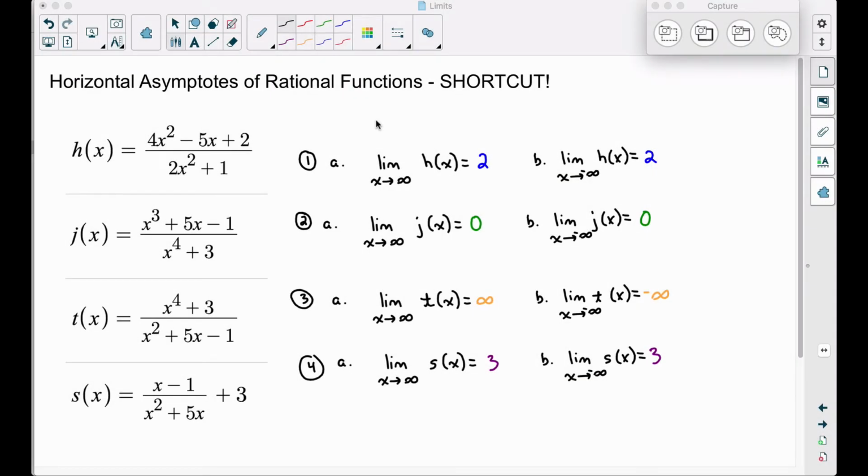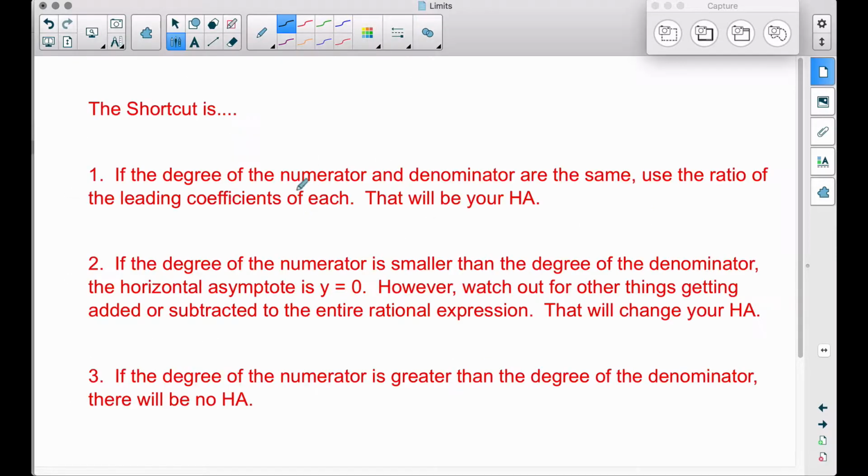In this video, we're going to talk about horizontal asymptotes of rational functions. This is going to be a shortcut. We can do these problems very fast as long as we follow 3 rules. These are the 3 rules. Feel free to pause the video and read over these, but I'm going to talk you through all 3 of them in these examples, and then we're also going to manipulate these functions over in Desmos to see how we can quickly determine a horizontal asymptote.